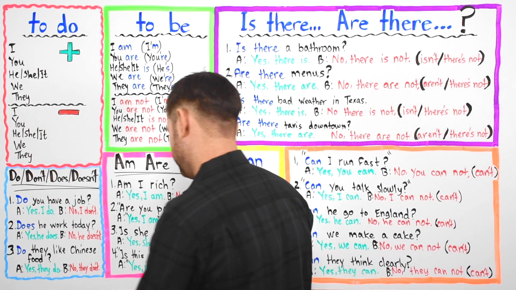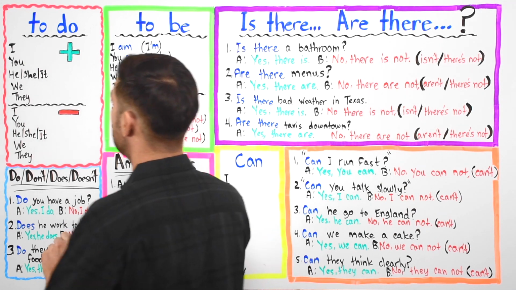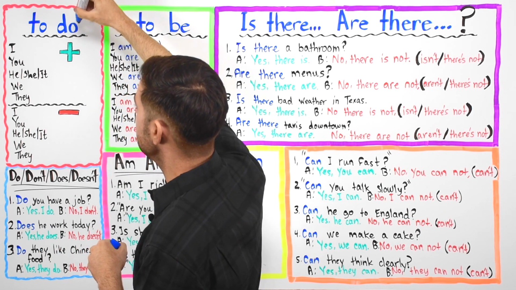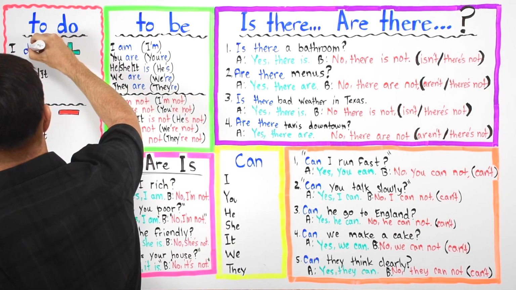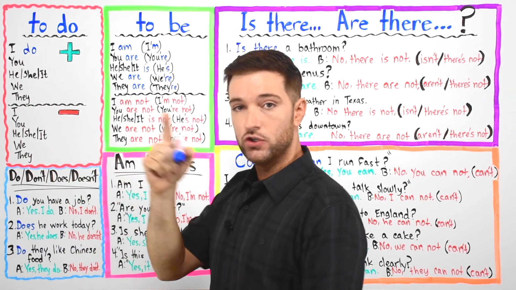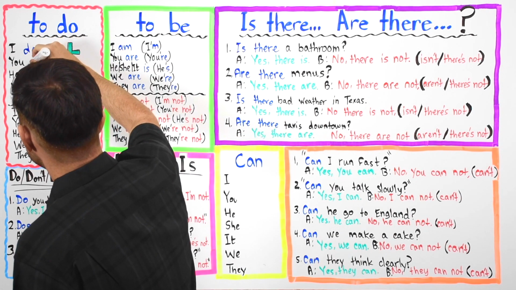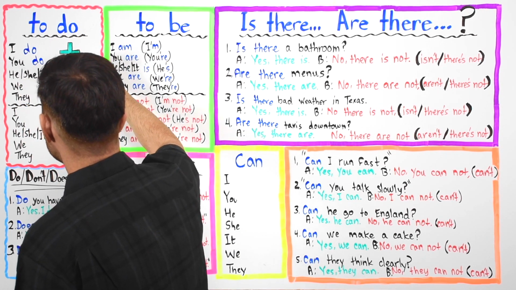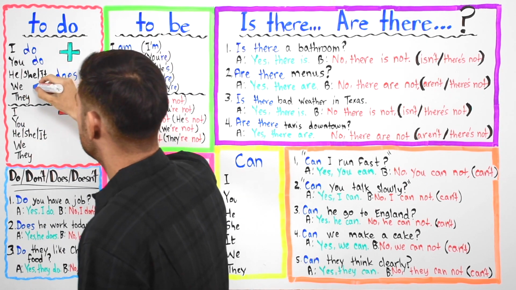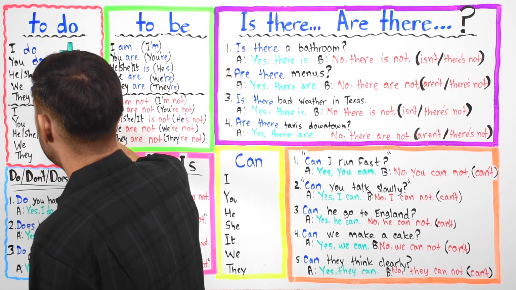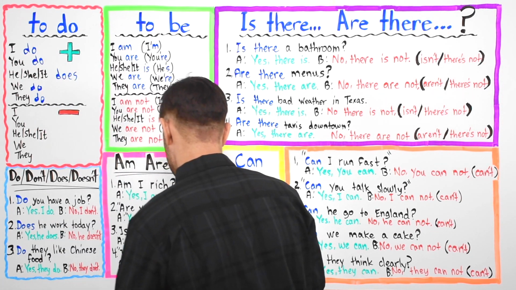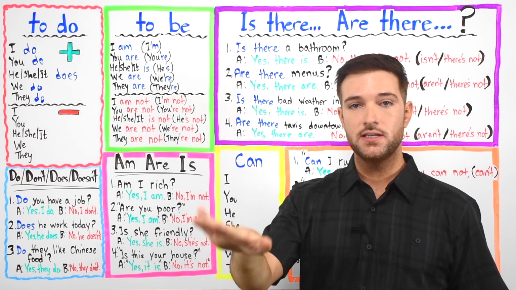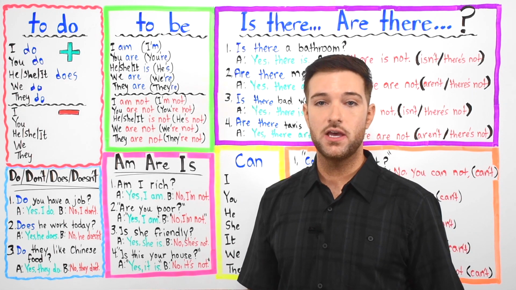Well, first of all, we have I do. Okay, so we're just going to take do and we're going to say I do. And then we're going to say you do, okay, with do, you do. He, she, it does, okay, does. We do, okay, we do, and they do. So again, I do, you do, he does, she does, it does, we do, and they do.